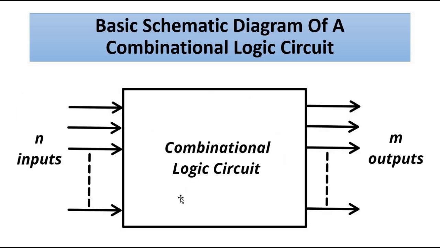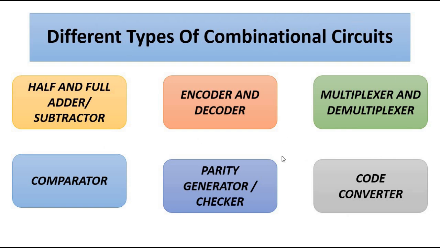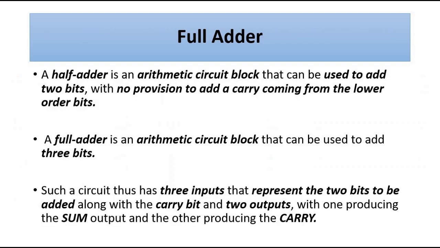So this is the basic block diagram of a combinational logic circuit block, where the internal circuitry consists of various combinations of logic gates, basically AND, OR, NOT, or the universal gates NAND, NOR, or XOR, XNOR. It has a certain number of inputs and a certain number of outputs depending upon the requirement. These are the various types of combinational logic circuits. We were here. We discussed half adder and half subtractor. So now we'll discuss about full adder.